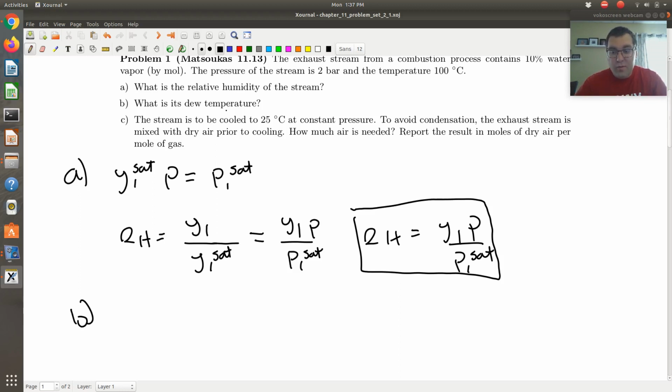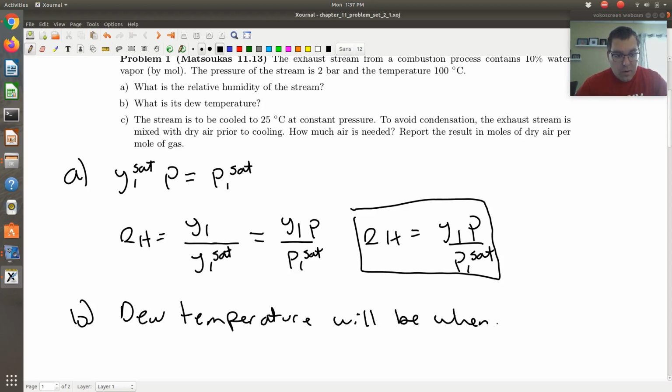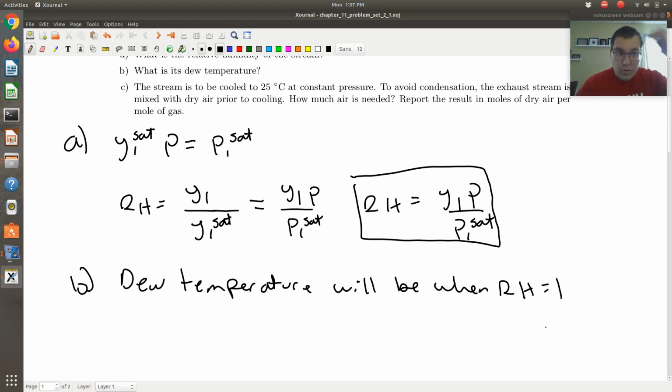What is the dew temperature? The dew temperature will be when our relative humidity equals 1. Just think about dew on a cool summer night. I have a given partial pressure of water, so a given mole fraction of water in my air at a given pressure on my hot summer day.